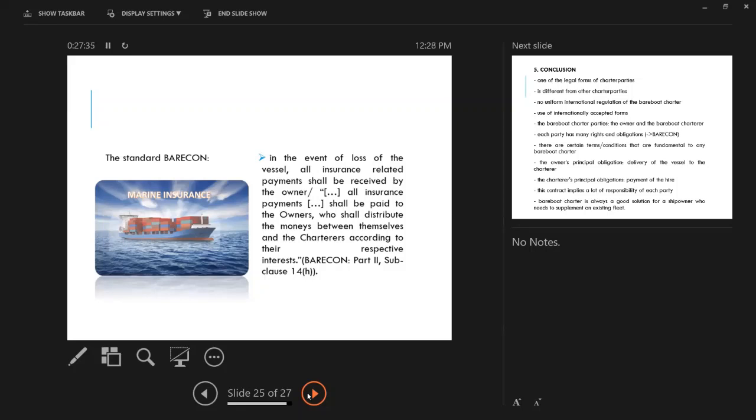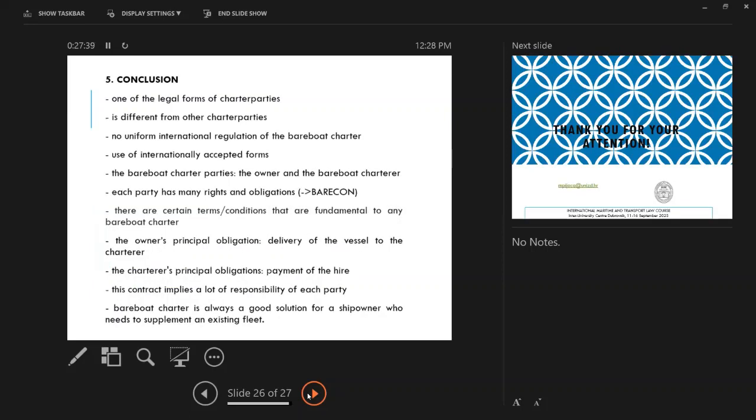But at the end, I would like just to make a short conclusion. As you can notice, this contract is different from other charter parties, I mean time charter, voyage charter, and so on. It is one legal form of charter parties. There is no uniform international regulation of bareboat charter, but we have in practice use of internationally accepted forms.